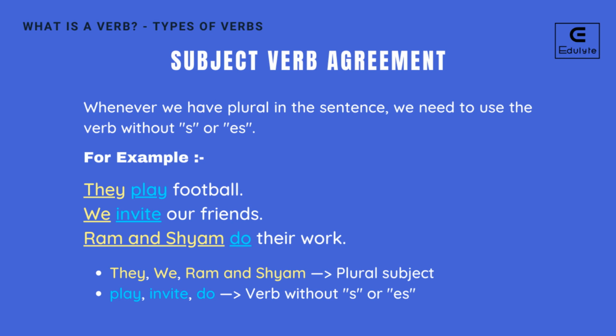And whenever we have a plural subject in the sentence, we need to use the verb without S or ES. They play football. We invite our friends. Ram and Sham do their work. So did you notice? Whenever we have plural subjects, we are not adding S or ES with the verb.